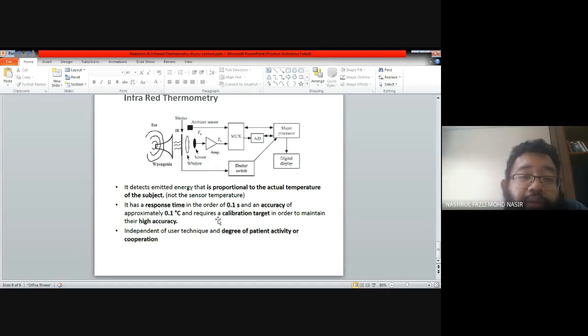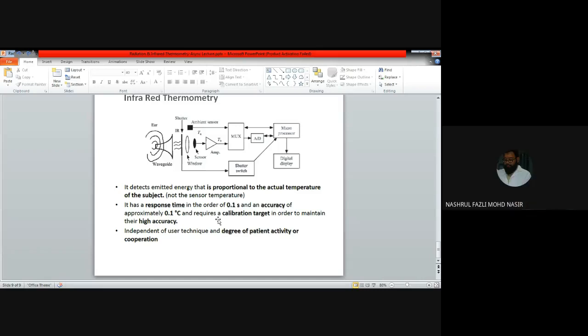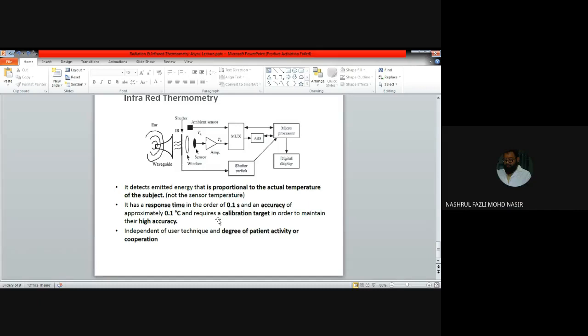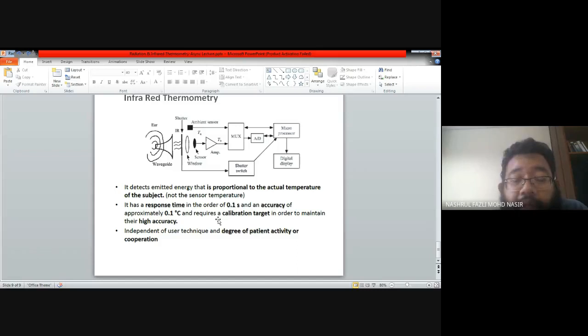These should all be considered when you are designing, or maybe when some of you become a purchasing officer. You are an engineer, but sometimes your department or your company may ask you for advice on which type of thermometry is better for a particular application.